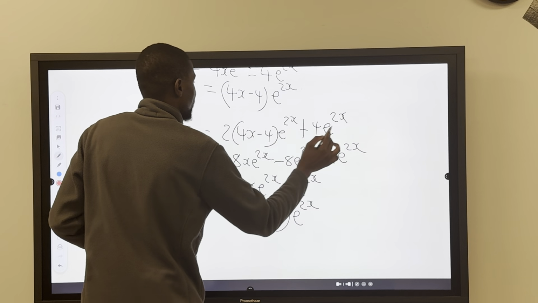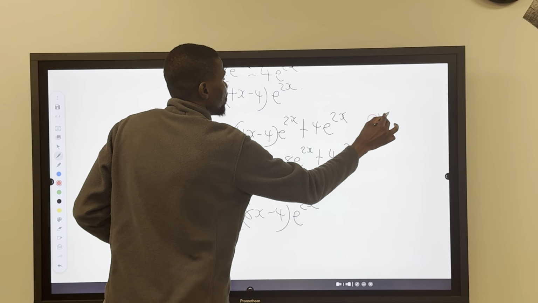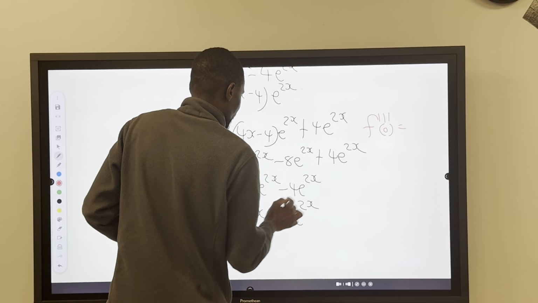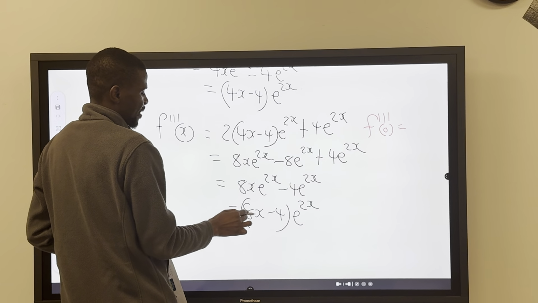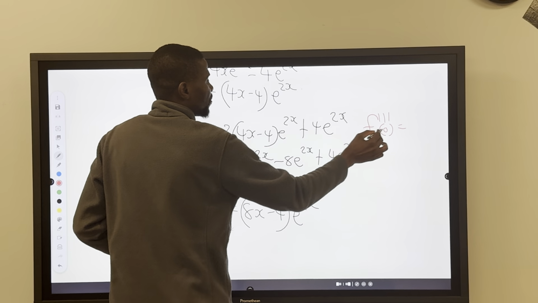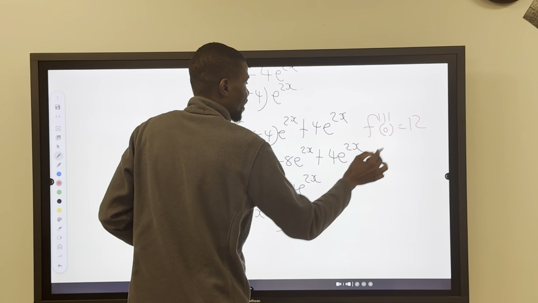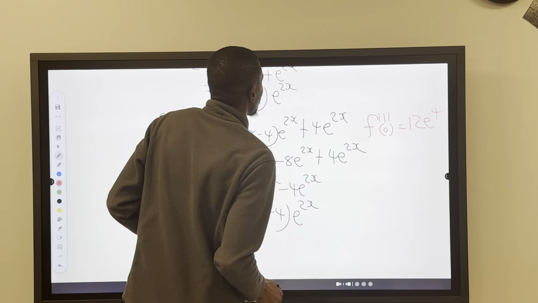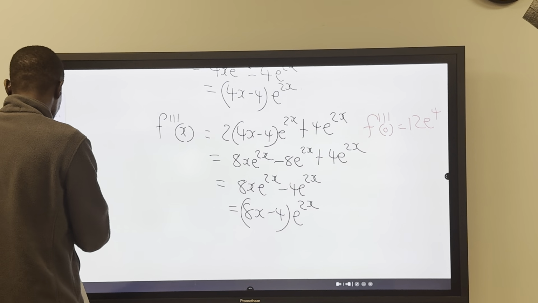Then let's evaluate f prime prime at 0. So 8 times 2, that's 16, minus 4, that's 12, e to the 4th power.